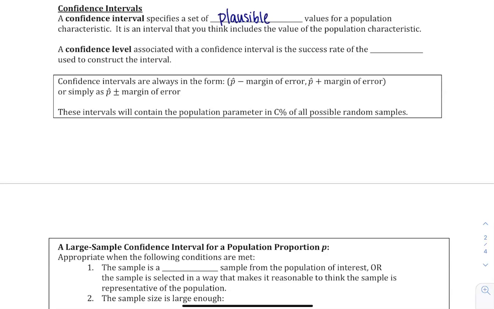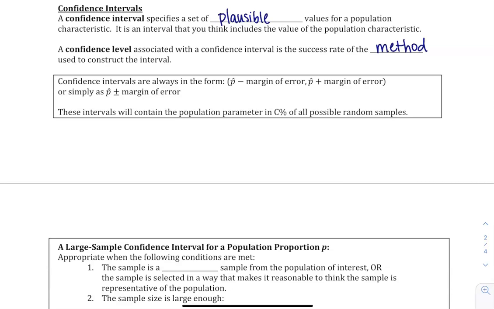So with a confidence interval, you're going to state a confidence level, and that level provides us with the success rate of the method that we're using to construct the interval. Confidence levels are frequently 95%, so that would say that our success rate of this particular method is 95% successful. Sometimes we do 99%, sometimes 90%, but it's usually one of those three.